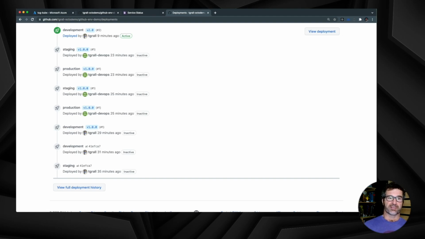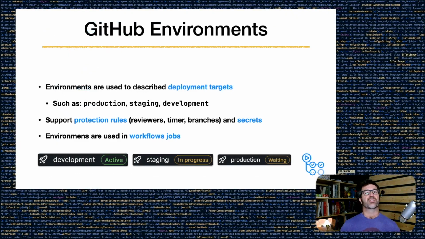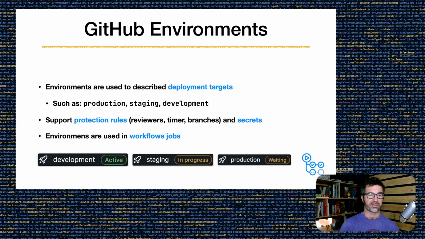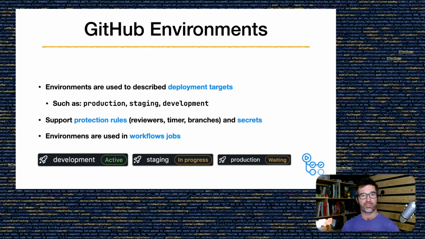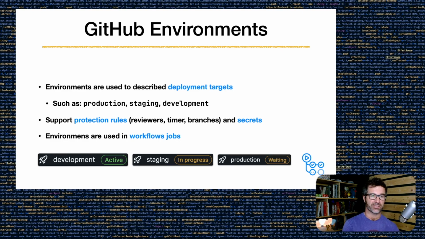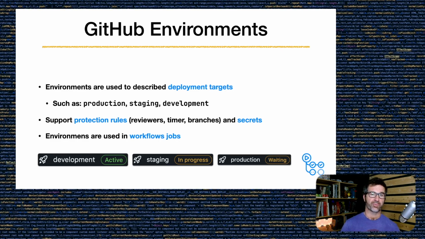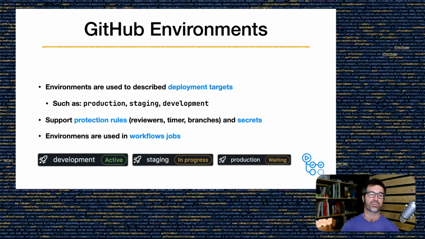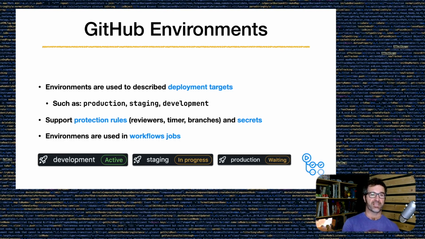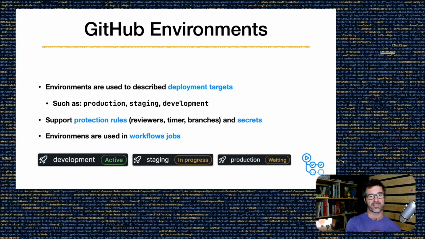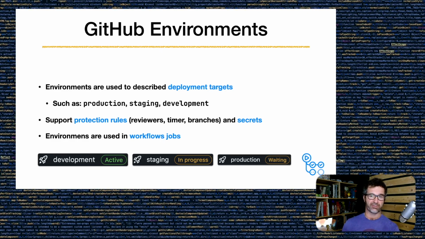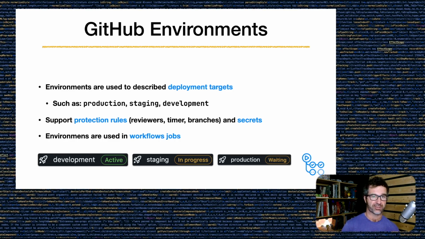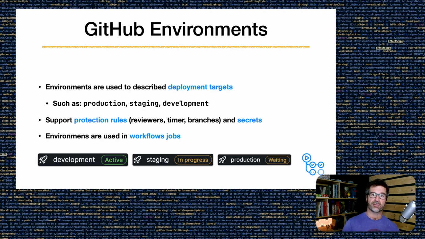So to summarize, when you work with GitHub environments, you have a way to describe deployment targets, for example, production, staging, and development, and each of them will have specific protection rules and secrets. For example, in development, I don't want to put any rules, so everybody will be able to push. A commit in development will have no restrictions to push modifications and deploy applications. But each environment will use its own secrets.